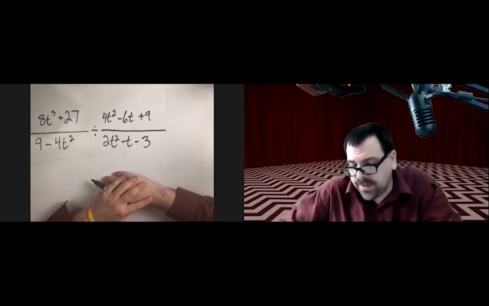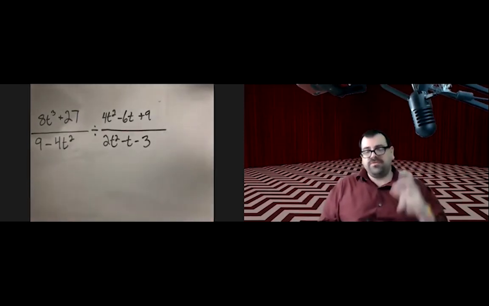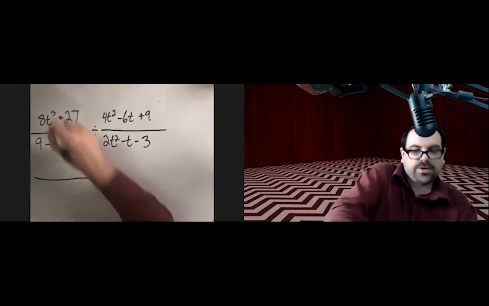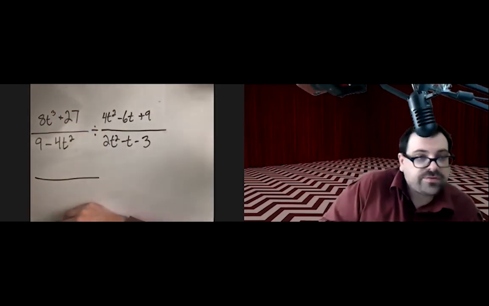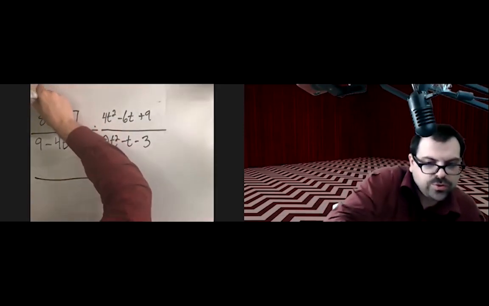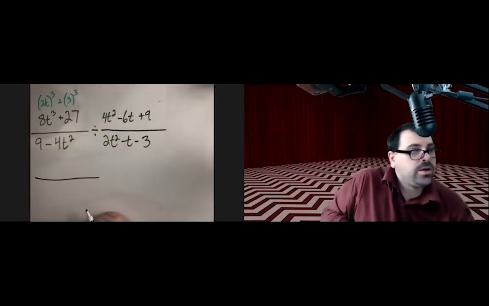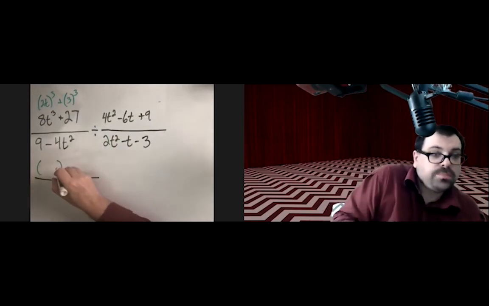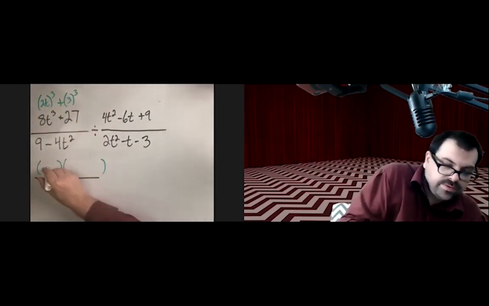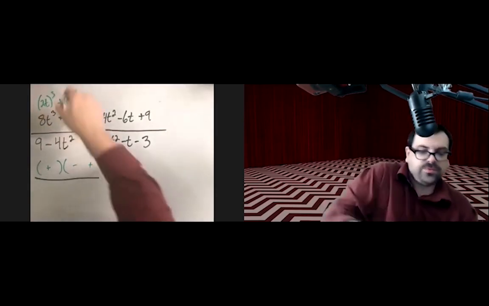But the first step is going to be to factor everything, just like it was in the multiplication problem. Factor everything first before we do anything else. So, top left, this is a sum of cubes. This is 2t cubed plus 3 cubed. Remember, we have our SOAP formula. It's a sum, same, opposite, always plus. 2t and 3.